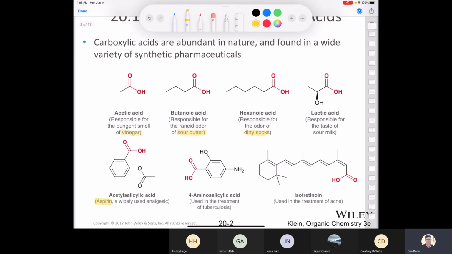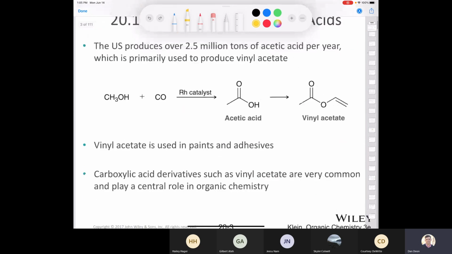Another example would be aspirin, which is acetylsalicylic acid. So acetylsalicylic acid, you can see the carboxyl group over here. Also, 4-amino acetylsalicylic acid. So this is used in the treatment of TB. And anyhow, you have this other compound here, which is an acne treatment that also has a carboxyl group. So it's not uncommon to find carboxyl groups all around us.